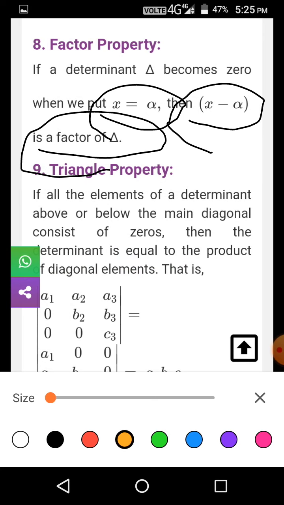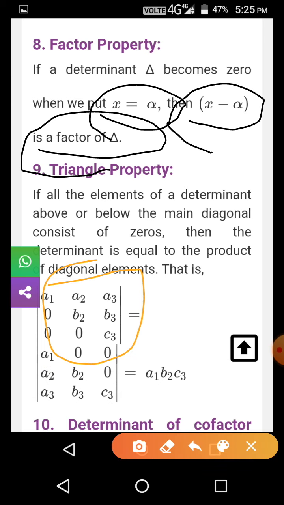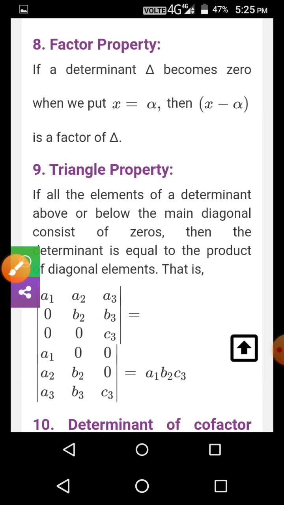Similarly, we have the triangular property. Remember there were two matrices we have studied, upper triangular and lower triangular. If you create a determinant from an upper triangular matrix, then the value of the determinant is very simple. Just multiply the diagonal elements a1, b2 and c3. In a lower triangular one also you can just multiply the diagonal elements a1, b2 and c3. This is known as the triangular property.